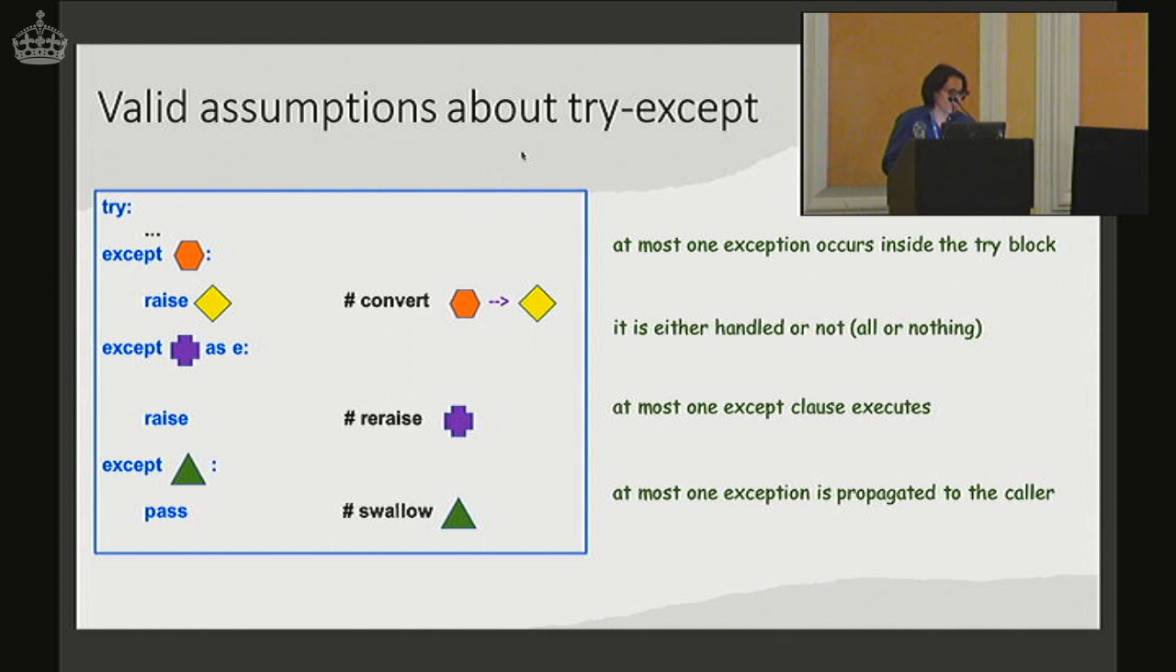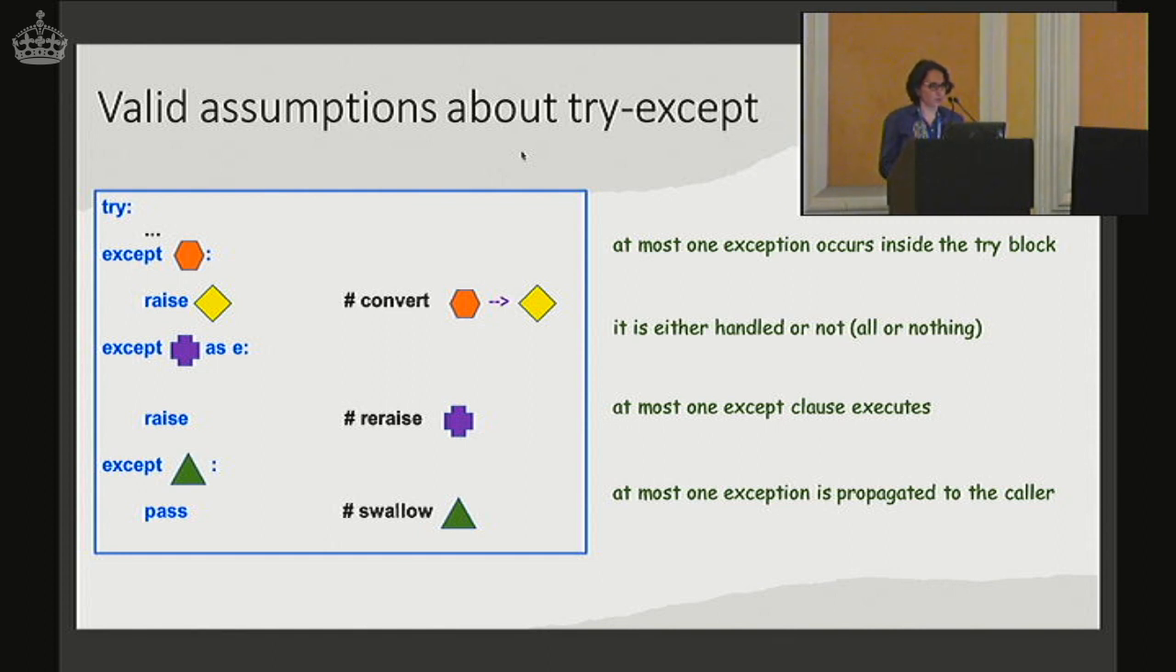Just re-raise it. If we catch a green triangle, we swallow it, because we don't do anything, right? And if anything else is raised, then it's not caught, so it just propagates on. So this is a complicated construct. A lot can happen here, but we can know that whatever happens, at most one exception will be thrown from the try block. It's either handled or not. It's all or nothing. We know that at most one of the except clauses will execute, and at most one exception is thrown at the end.